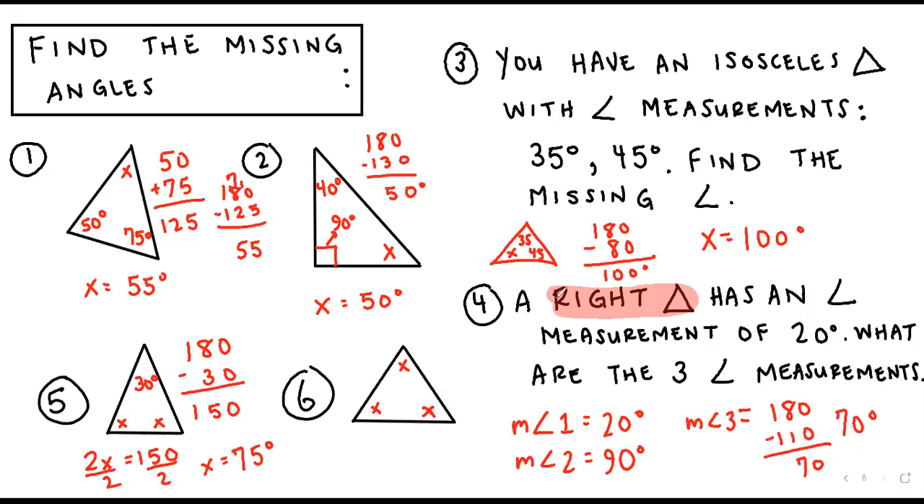They're all equal. So how many x's are there? 3. 3 x's have to be equal to 180. So if we divide that by 3, you would get that each angle will be 60 degrees. And that's how we use our information about triangles to help us understand missing measurements in triangles.